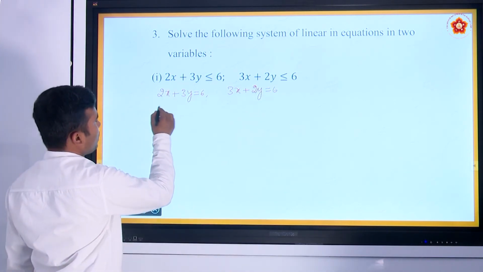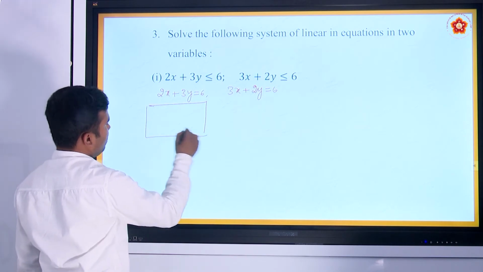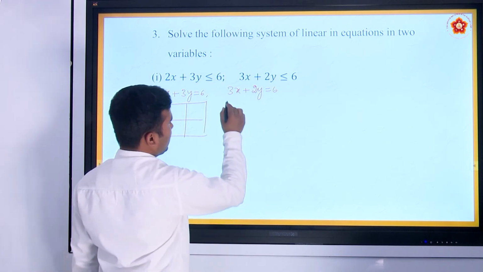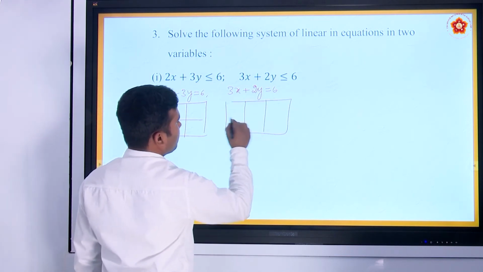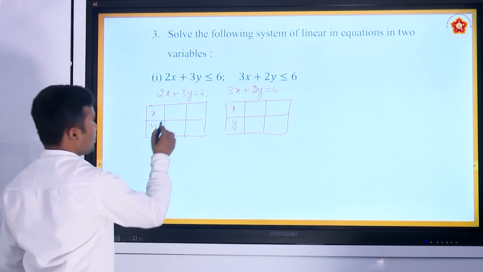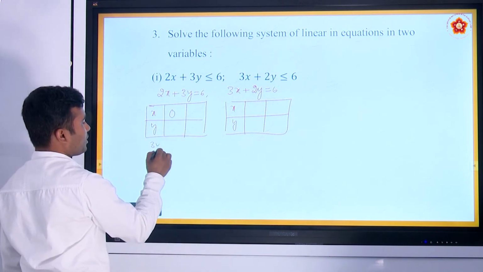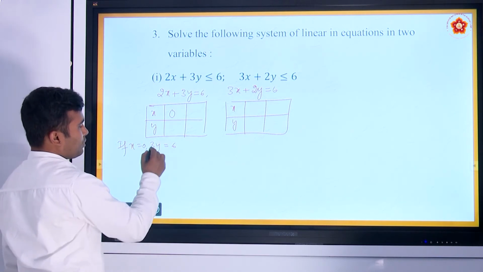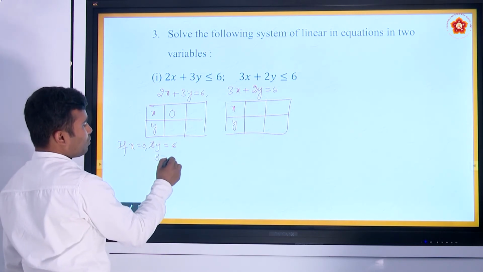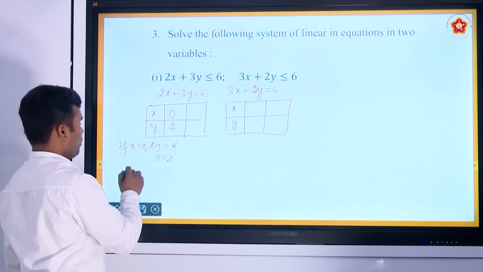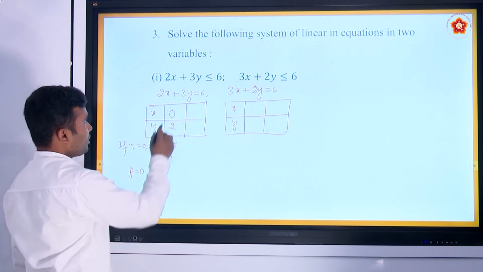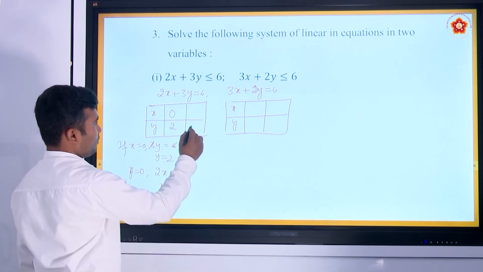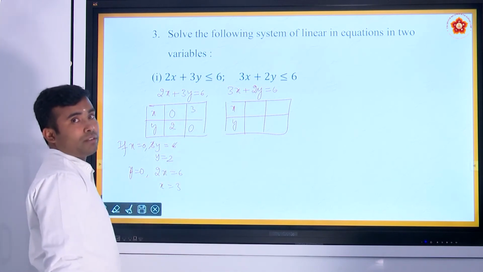Now what you can do is make a table, x, y, and here also the same thing, x, y. Now put x equal to 0. If x equal to 0, 3y is equal to 6. 3 twos are 6. y is equal to 2. Okay. So now y is equal to 0. If y is equal to 0, 2x is equal to 6, x is equal to 3. When y is equal to 0, x becomes 3.